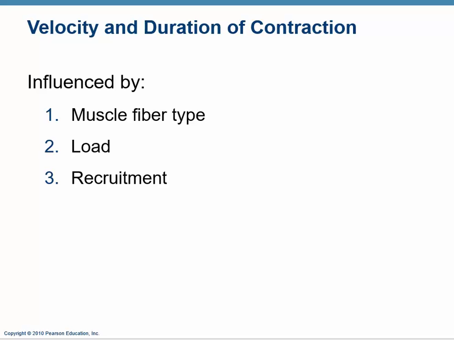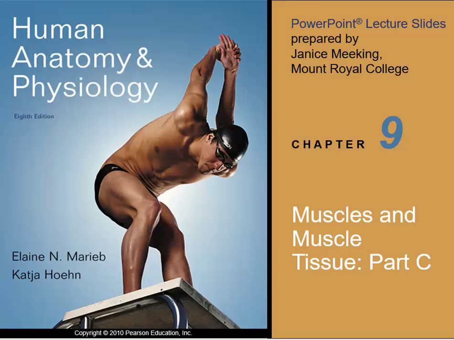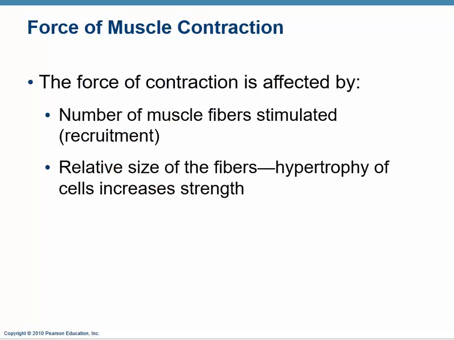Okay, so this is actually muscle tissue part C, so chapter 9C, and we're going to look at things like the force of muscle contraction. So really, for a single muscle, a muscle like the biceps or a muscle like the triceps, what influences the force of the contraction?